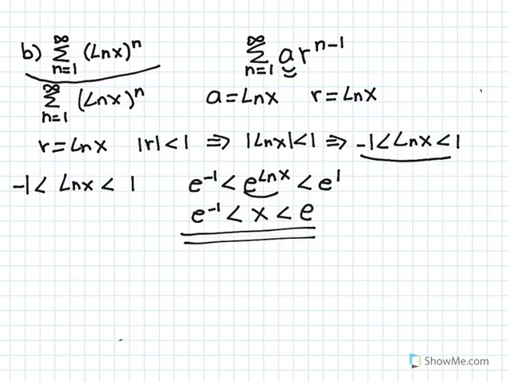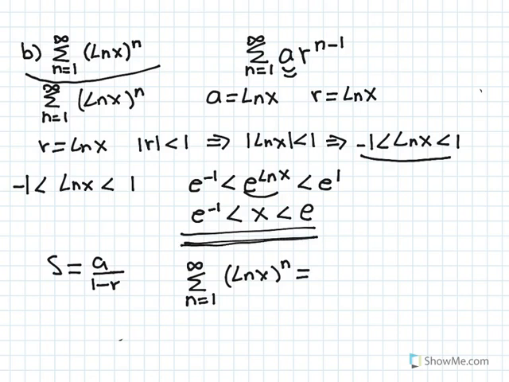So these are the values of x for which this geometric series converges and has a sum. Sum is equal to a over 1 minus r. So we have summation, n goes from 1 to infinity, log x to the power of n. This geometric series will converge for these values of x. For all other values, this geometric series will diverge. But for these values, when x is between e to the minus 1 and e, this geometric series converges, and its sum will be a over 1 minus r.